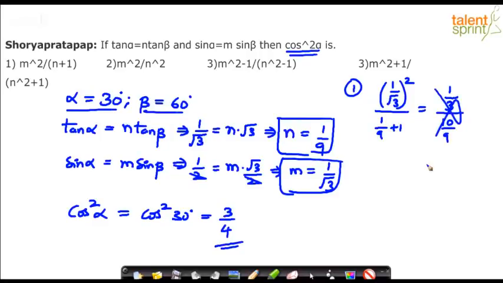Is it 3 by 4? No, because this will be like 3 by 10. You're getting it? 3 by 10. So this is not possible. Option 1 is wrong. Substitute option 2: m square by n square.